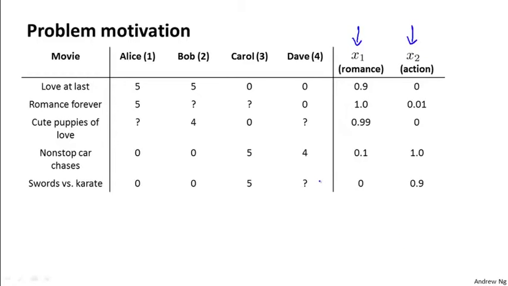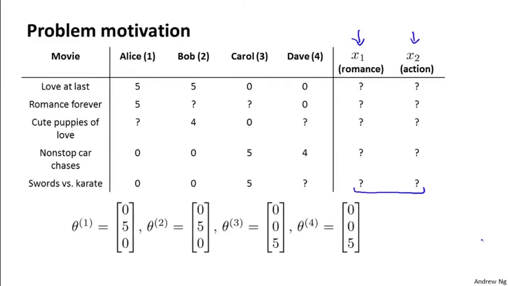So let's change the problem a bit and suppose that we have a data set where we do not know the values of these features. We're given a data set of movies and of how the users rated them, but we have no idea how romantic each movie is, and we have no idea how action-packed each movie is. So I've replaced all of these things with question marks. But now let's make a slightly different assumption. Let's say that we've gone to each of our users, and each of our users has told us how much they like romantic movies and how much they like action-packed movies. So Alice has associated a parameter vector theta 1, Bob theta 2, Carol theta 3, Dave theta 4.